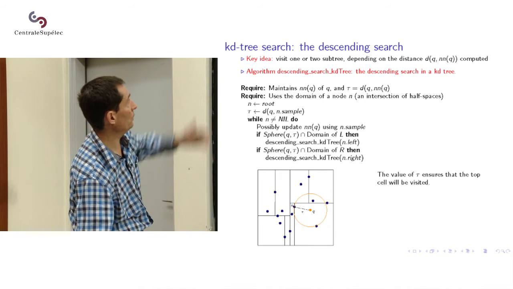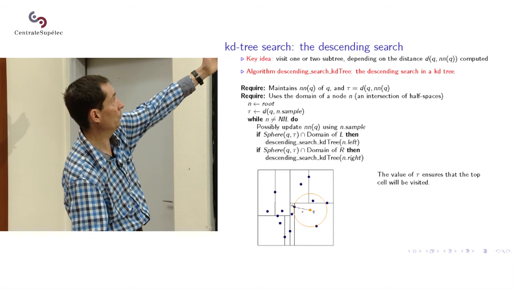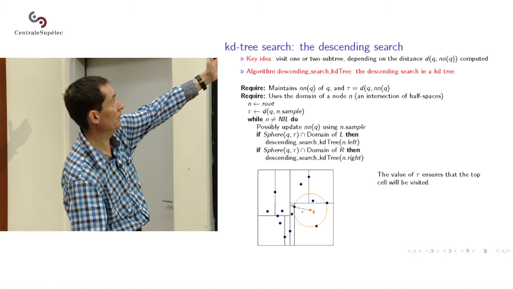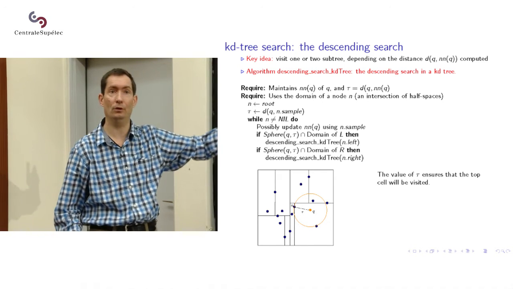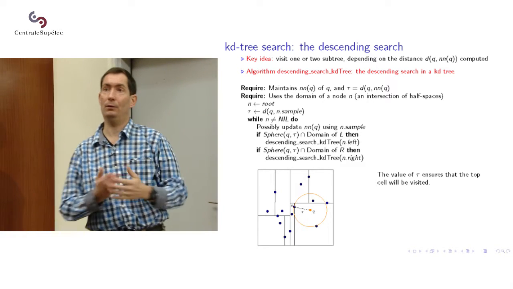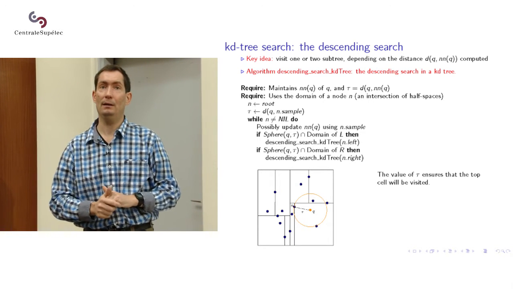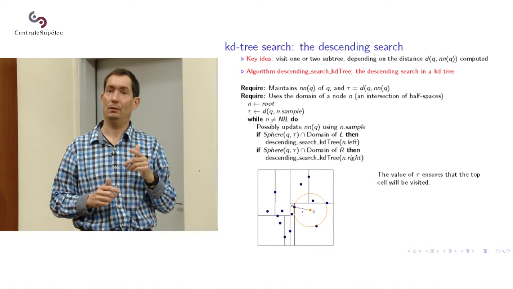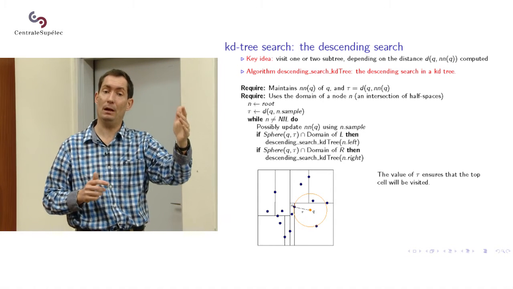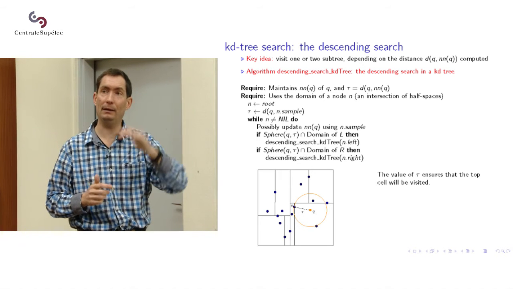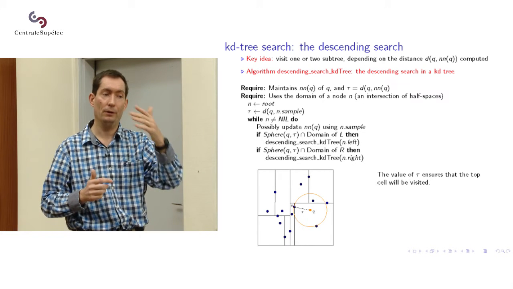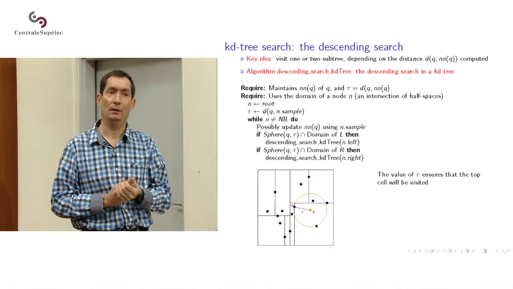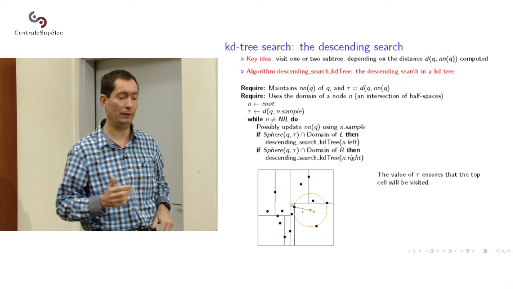And so what you do, you check whether the sphere centered at Q with radius tau intersects the domain of the left subtree, and likewise with the domain of the right subtree. And of course, if you intersect this domain, then it tells you that potentially you have a neighbor. If in that domain you have a neighbor sitting inside the ball of radius tau, then this point is actually a better guess for your nearest neighbor.